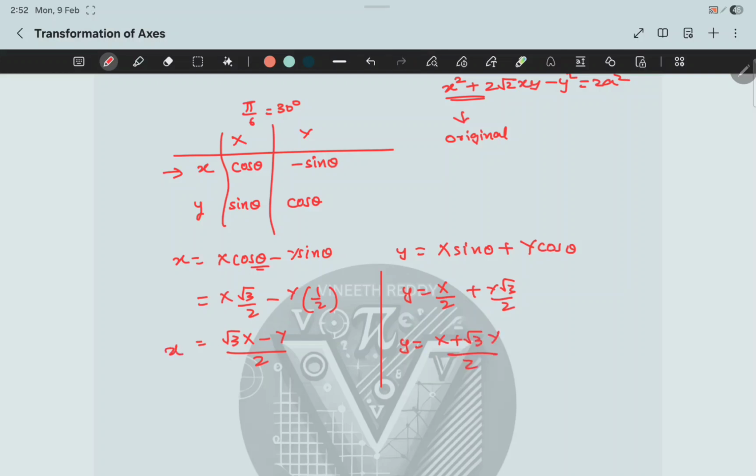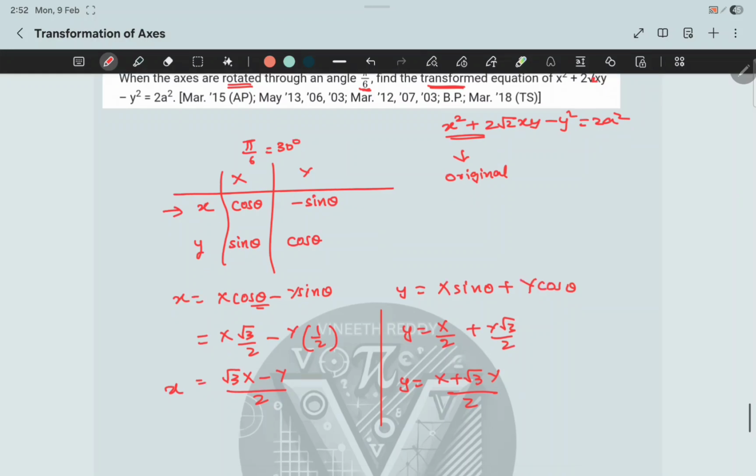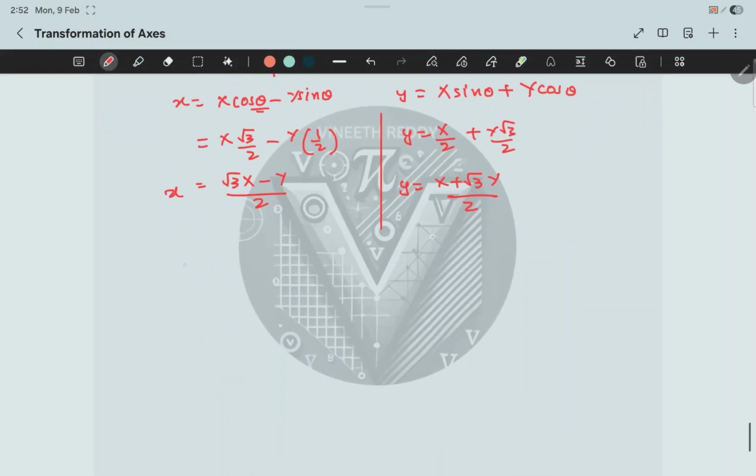So now we have to replace small x with root 3 capital X minus Y divided by 2, and small y with capital X plus root 3 times capital Y divided by 2 in the original equation, and then I think you can solve it. So please do solve it as a homework question, and once it is done, please type in the comment section that the question is solved.